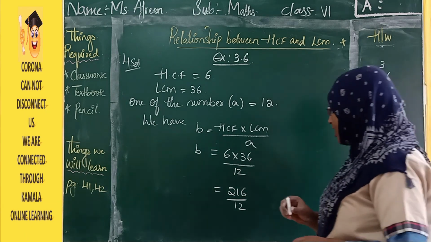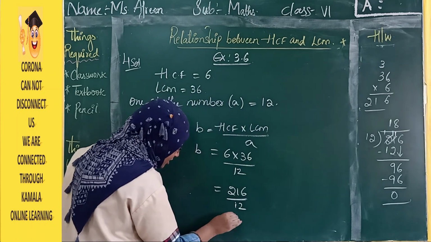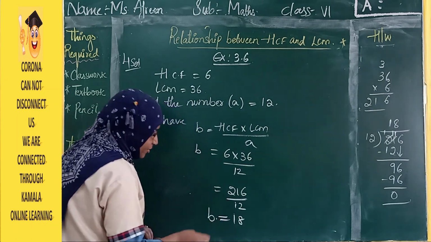So what is the other number? The other number is 18. The value of the other number, B, is 18.